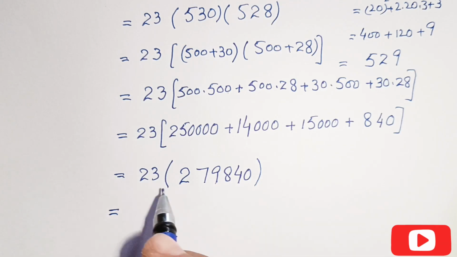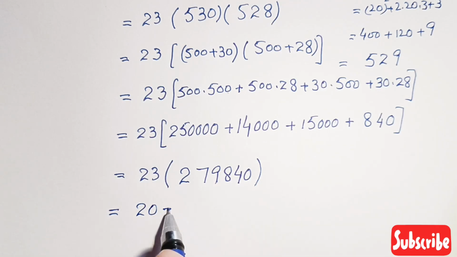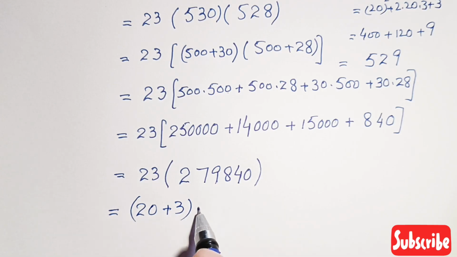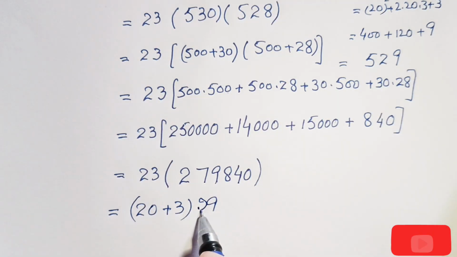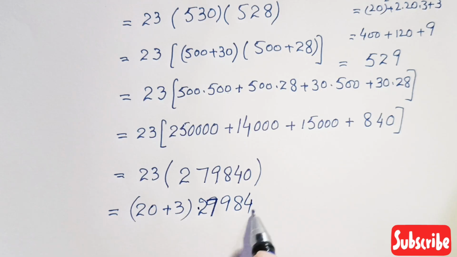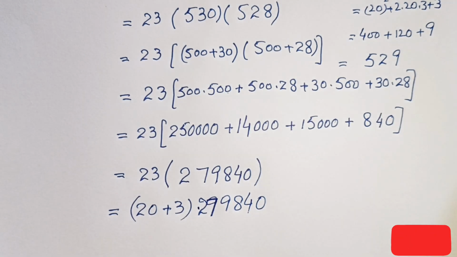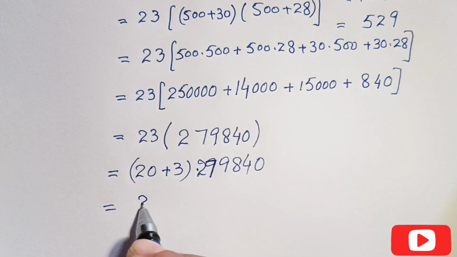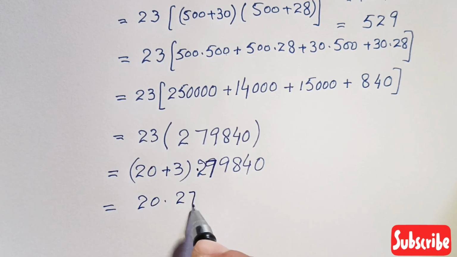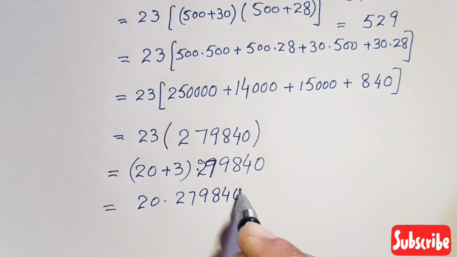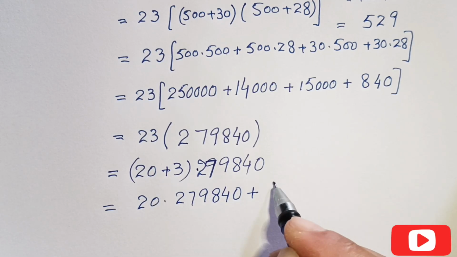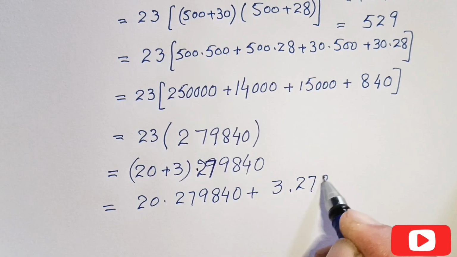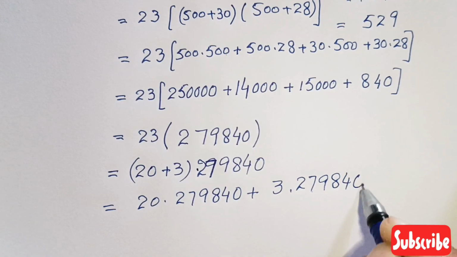Now we multiply this by 23, which can be written as 20 plus 3. Sorry, the number is 279840. Now we just have to multiply this: here we have 20 times 279840, and plus 3 times 279840.